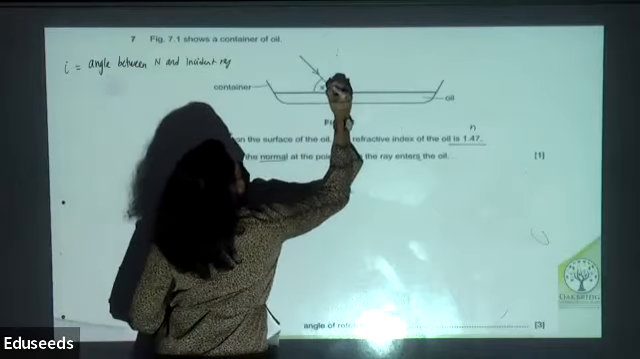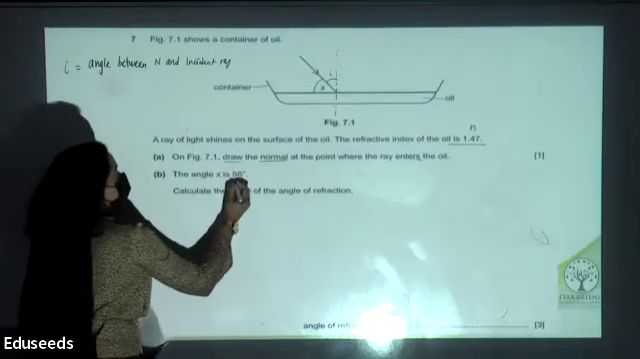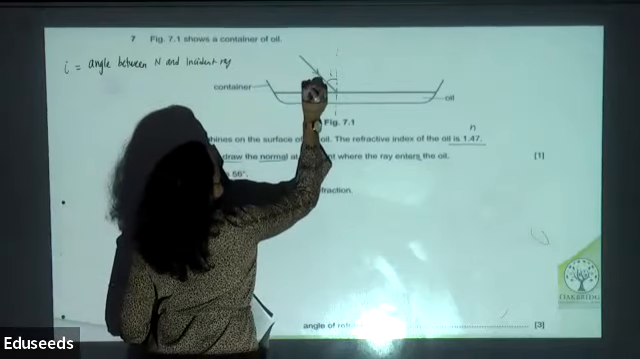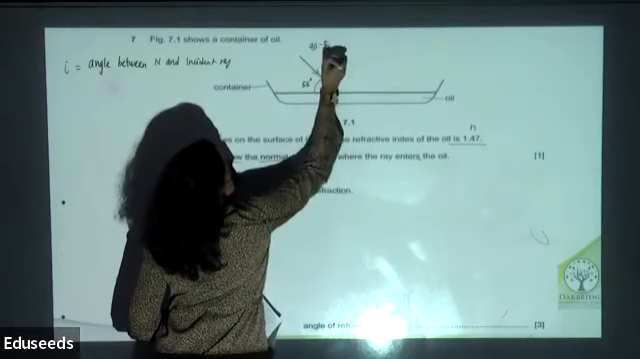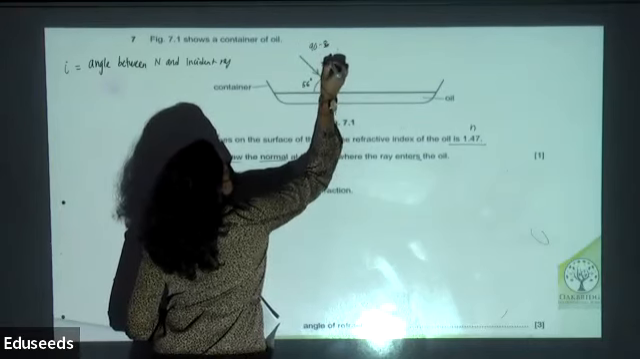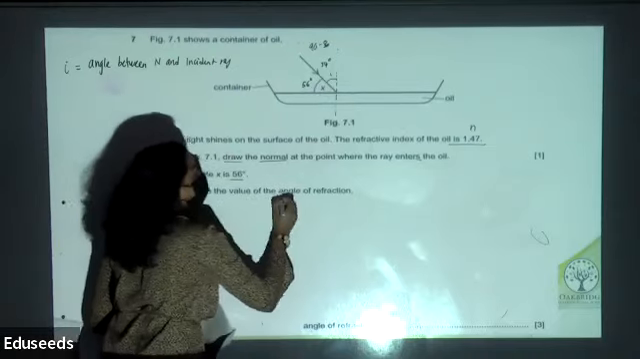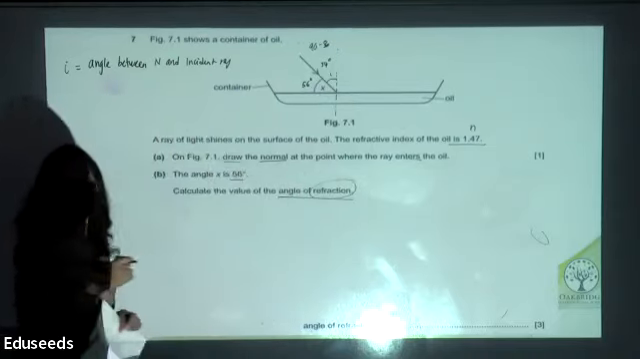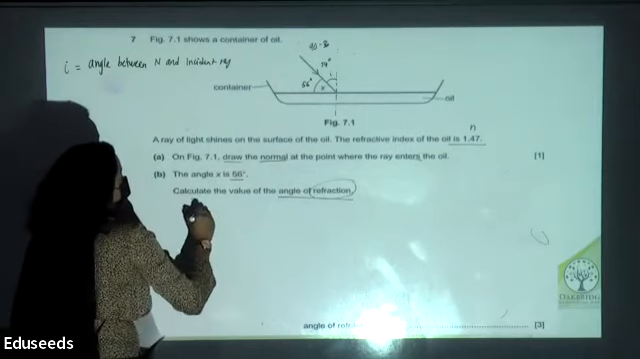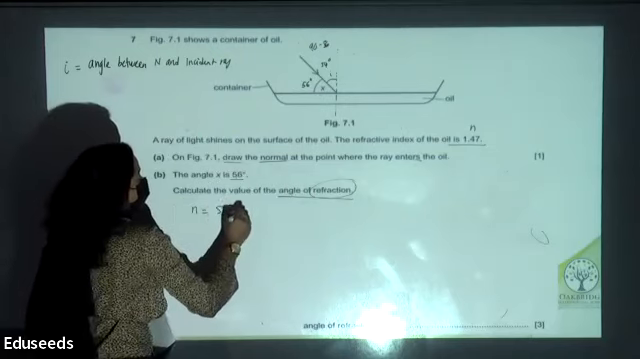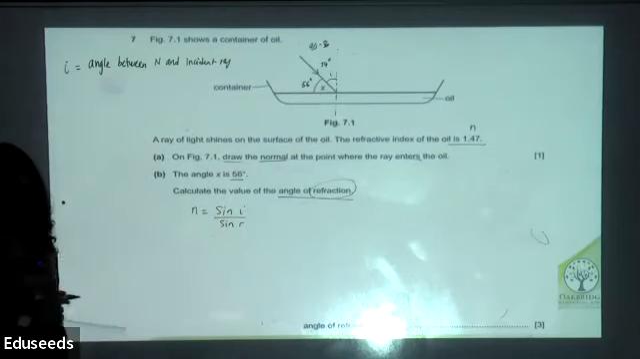Now the angle of incidence is here. Okay. So the angle X is 56. So here 56 means here will be 90 minus 56 will be 34 degree. Okay. Now calculate the value of angle of refraction. They never asked you to calculate angle of incidence, but you have to find refraction. So N equals to sine I over sine R. Okay.